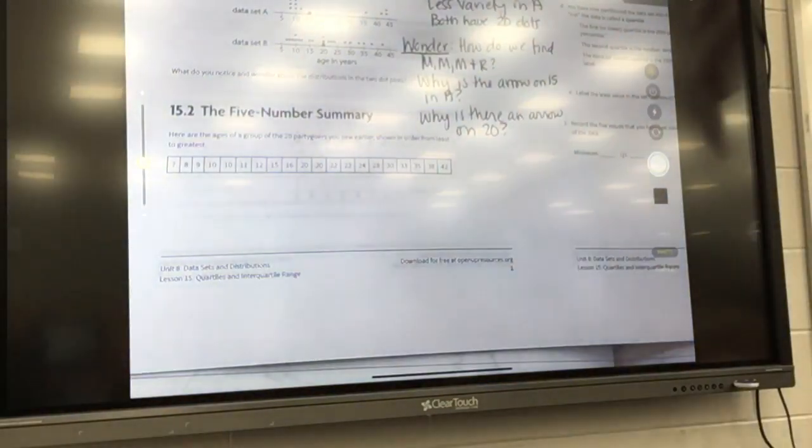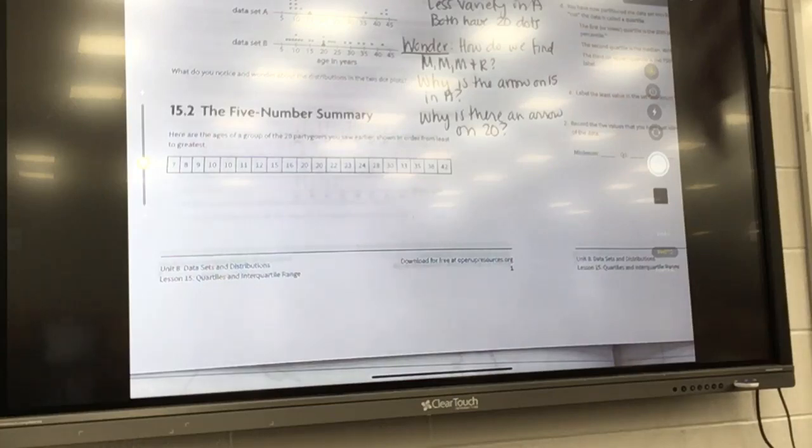All right, so it says here are the ages of a group of 20 party goers you saw earlier, shown in order from least to greatest. Why is it important that they're in order from least to greatest? I'm not gonna tell you again to get up and move. Please move. Why is it important that they're in order from least to greatest?